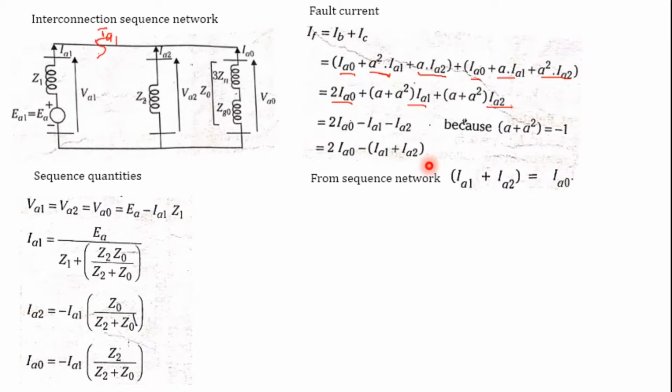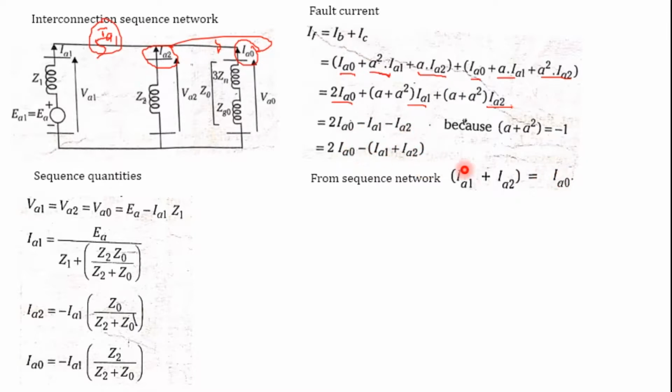From the sequence network we know that IA1 plus IA2 is equal to IA0. How did we get this? You can see here the interconnected sequence network, with the current IA1 plus IA2 entering the network. IA1 and IA2 are adding up, and it is the same as the IA0 value. So from this we can write IA1 plus IA2 is equal to IA0.